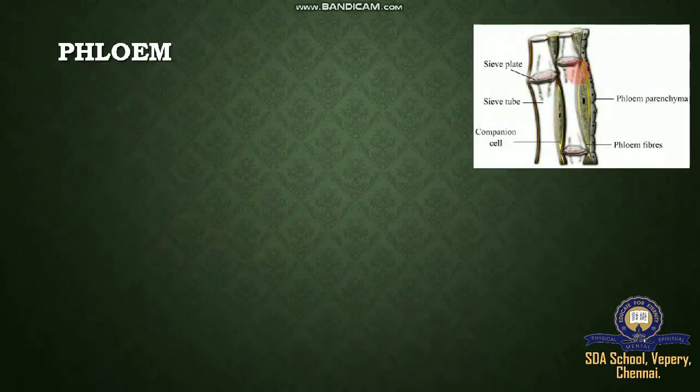Phloem tissue. Phloem tissue is made of sieve elements, made up of sieve plate and sieve tube, companion cell, phloem parenchyma, and phloem fibers. Xylem tissue is made up of xylem vessel, xylem trachea, xylem parenchyma, xylem fiber. Phloem tissue is composed of four types of cells: number 1, sieve element, made of sieve plate and sieve tube; number 2, companion cell; number 3, phloem parenchyma; number 4, phloem fiber.